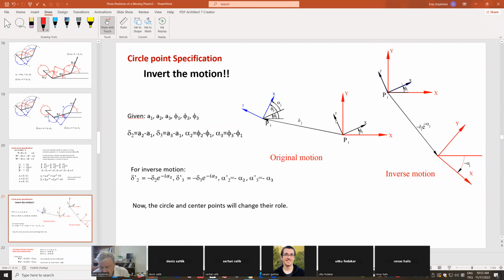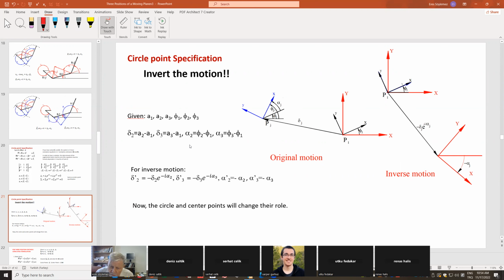If I keep the moving frame in the first position, release the fixed frame in red, but while keeping these two relative positions the same, all I have to do is bring back this coordinate system, the origin, to the first position, but minus delta J. But that is not going to give me the angular position, and I have to rotate it by minus alpha J. So delta J becomes minus delta J e to the minus i alpha J. And the angular rotation of the fixed frame relative to the moving frame will be minus alpha J.